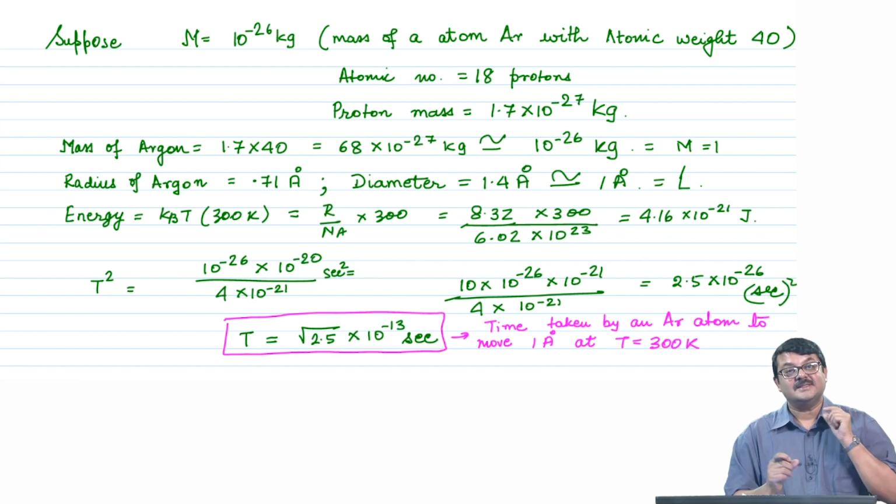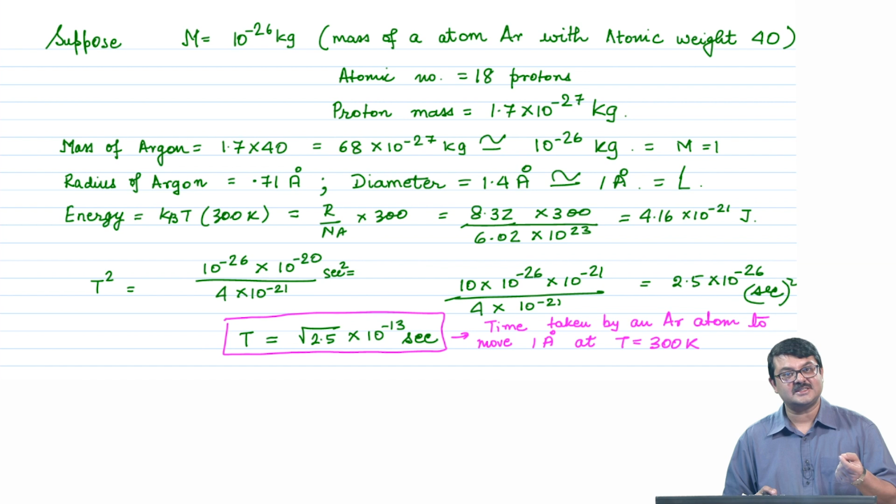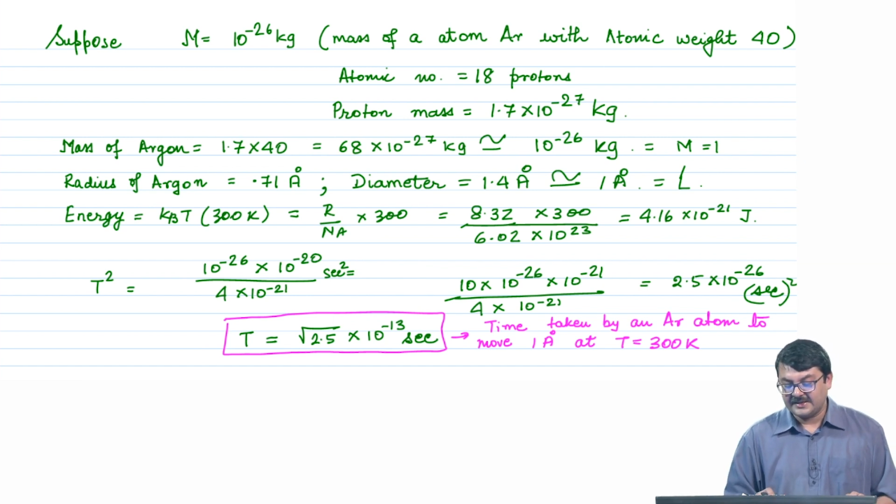What does it mean? That an argon gas at temperature 300 Kelvin on an average has such velocities that to cross a distance of 1.4 angstrom or 1 angstrom, because I have not used the prefactors, I am just talking about order of magnitude, it would take 10 to the minus 13 seconds to cross 1 angstrom at the velocities it will have at T equal to 300 Kelvin, right.